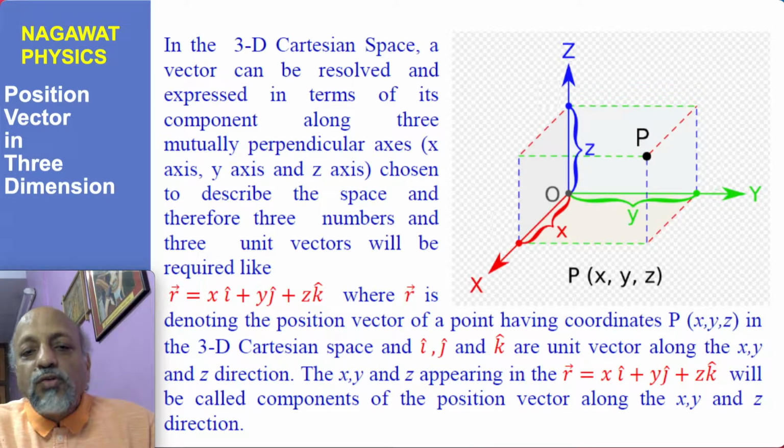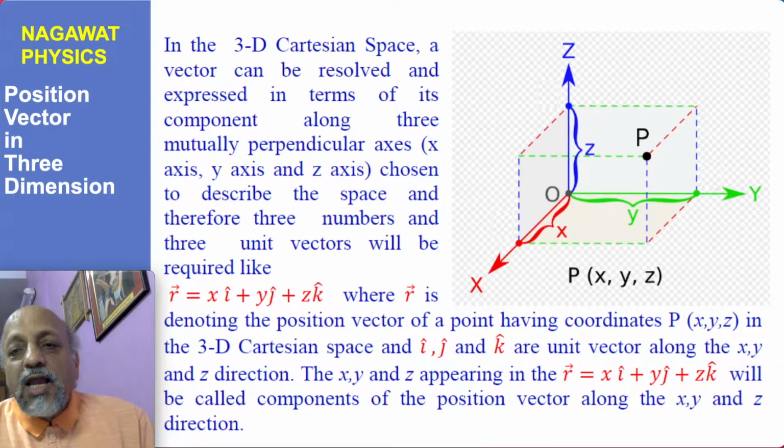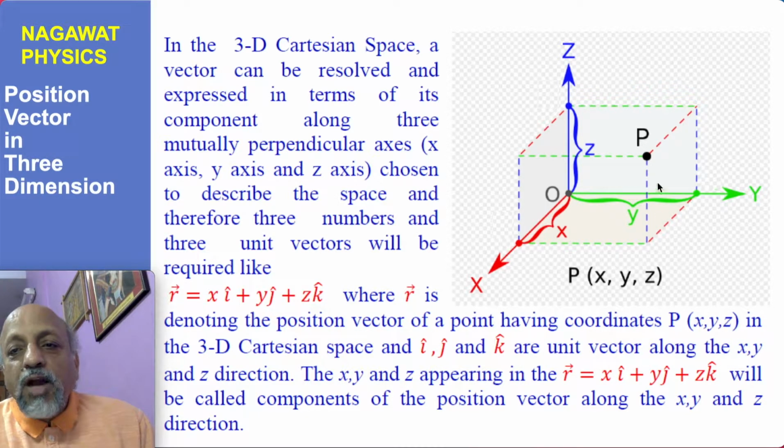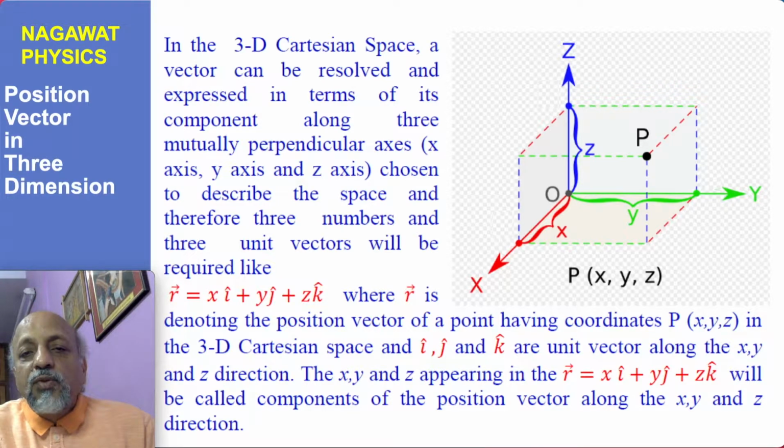Let us use i cap for unit vector along x-axis, j cap for unit vector along y-axis and k cap for the unit vector along z-axis. Any point in 3-dimensional Cartesian space like described here, this point P is having coordinates x, y and z. So either we can describe the point P by specifying its coordinate or by specifying what we call the position vector. Position vector of the point P having coordinate x, y, z will be given by r vector equal to x i cap plus y j cap plus z k cap. So in this manner, position of the particle in 3-dimensional space can be specified.